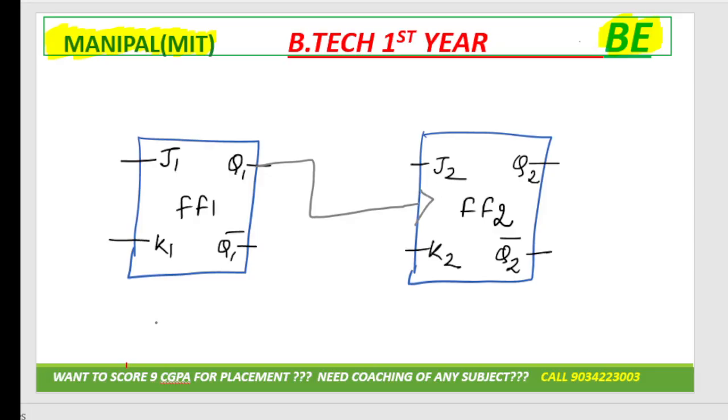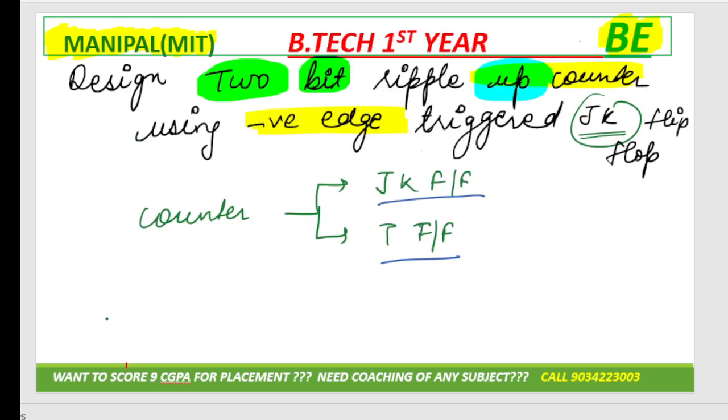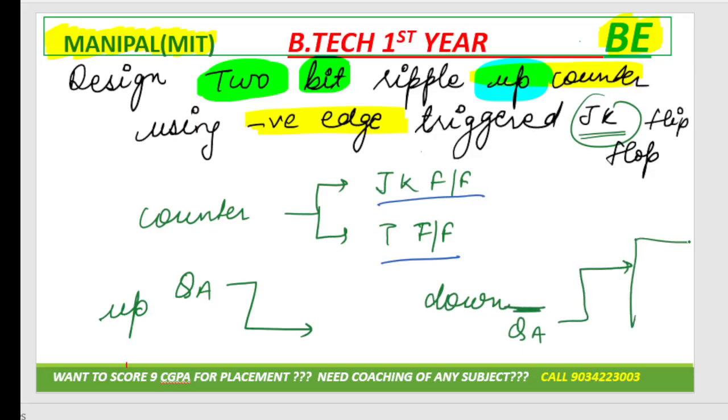ठीक है? जैसे दो चीजें होती हैं, we'll have either an up counter or a down counter. अगर up counter है तो QA कनेक्ट होगा नेक्स्ट फ्लिप फ्लॉप की क्लॉक पल्स से, और अगर डाउन काउंटर है तो QA बार कनेक्ट होगा नेक्स्ट फ्लिप फ्लॉप की क्लॉक पल्स से. क्लियर? अप काउंटर है तो क्या कनेक्ट होगा? QA. और डाउन काउंटर है तो QA बार कनेक्ट.